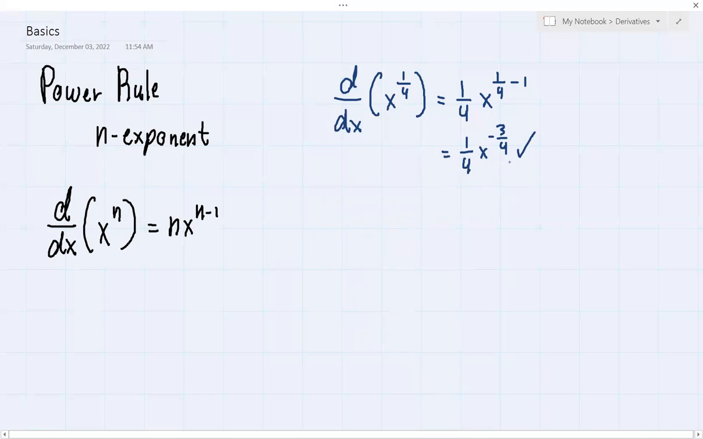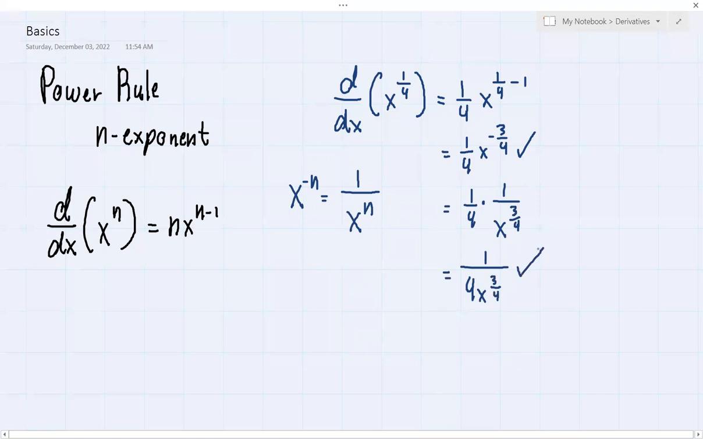But if you don't want a negative exponent, what will you do? If you don't want a negative exponent, you reciprocate it, right? So, how was that again? Remember, x raised to negative n is the same as 1 all over x raised to n. So that means we have 1/4 times 1 all over x raised to positive 3/4. Okay? So, what happens? We will have 1 all over 4 times x raised to 3/4. So, this is also acceptable. But actually, we can still simplify this.